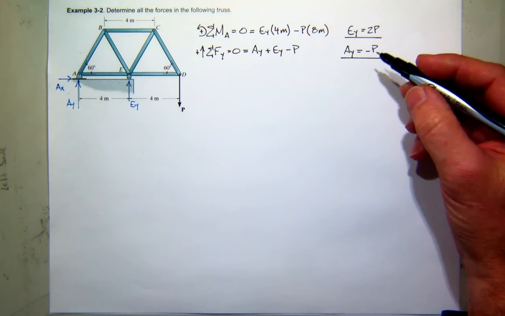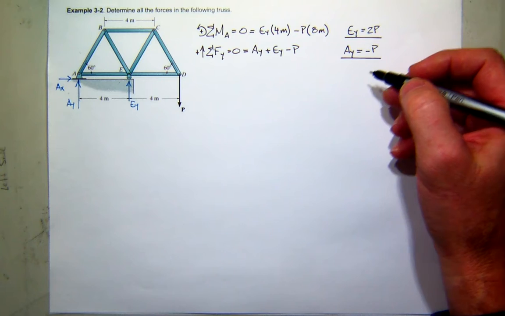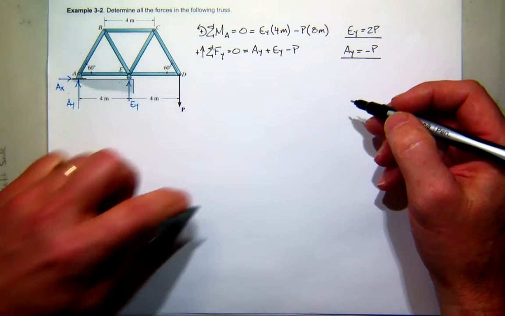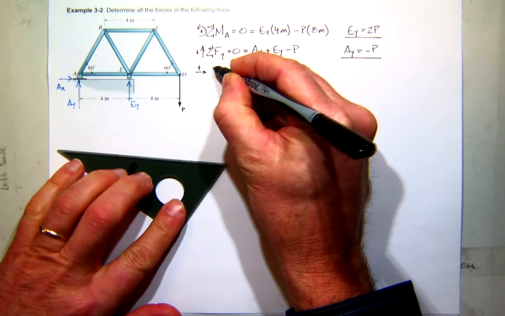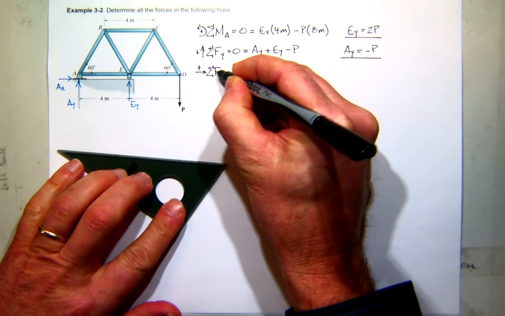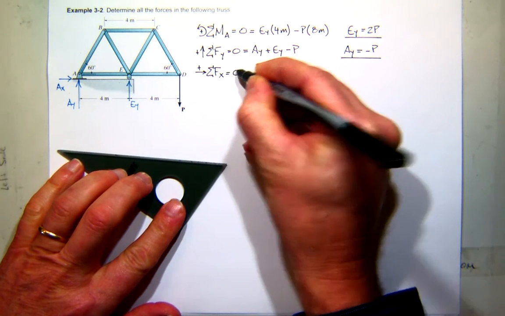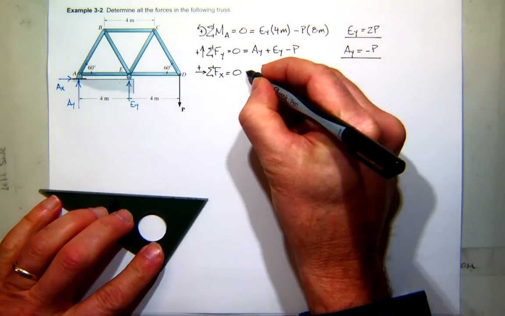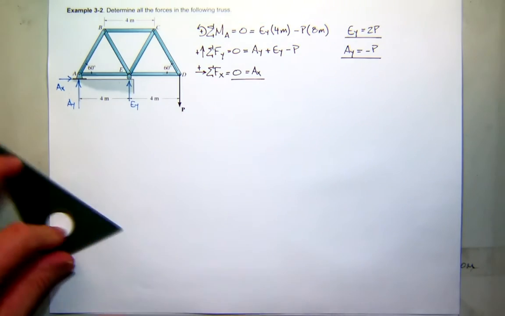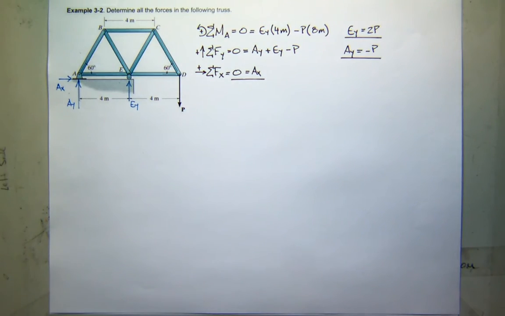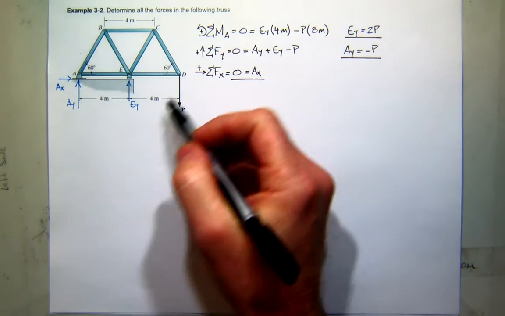Okay, enough of that. So what are we left with? Mr. Robinson, what do we do next? Sum the forces in the X direction. Oh, you got the hard one. What are the sum of the forces in the X direction? AX. So AX has to be 0. So we had 10 unknowns in this problem, and now we've found 3 pretty quickly with the free body diagram of the whole structure.